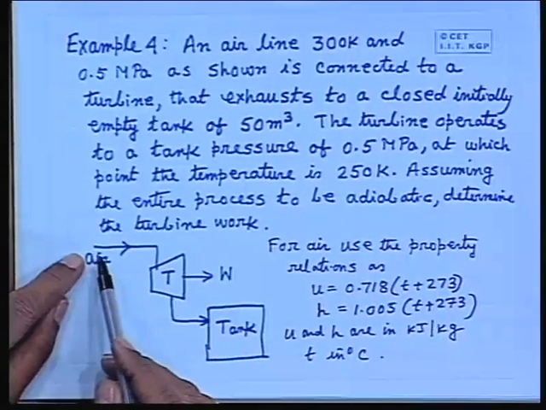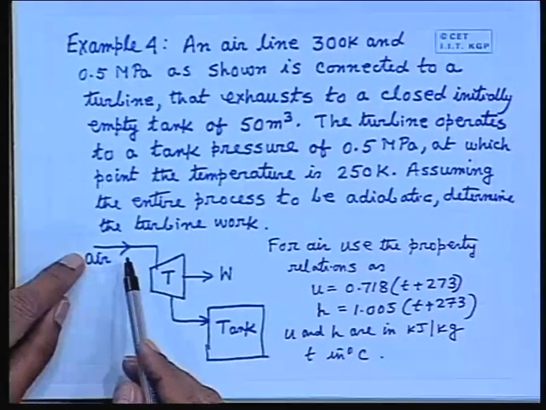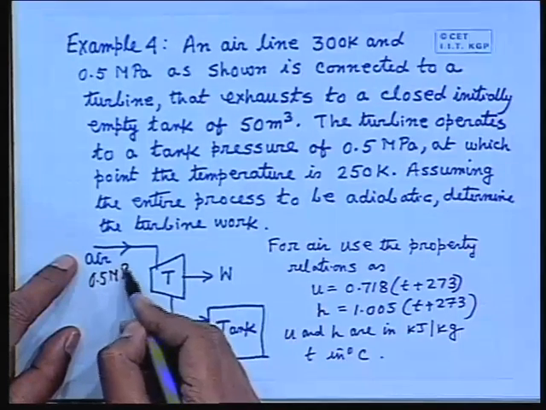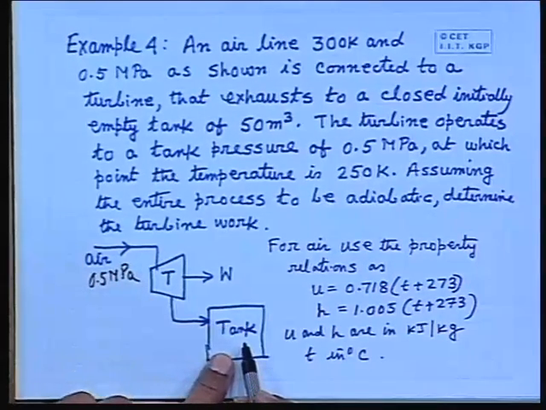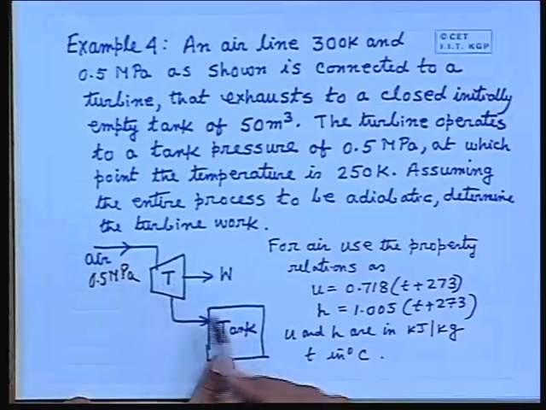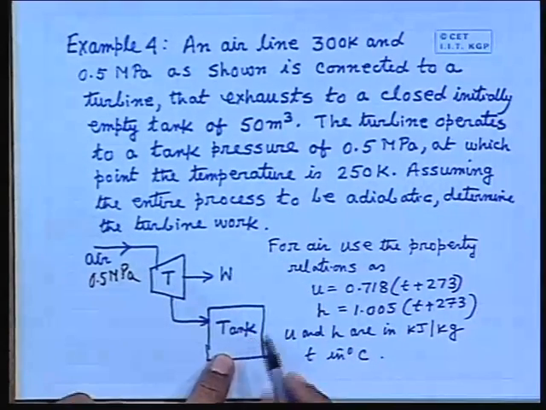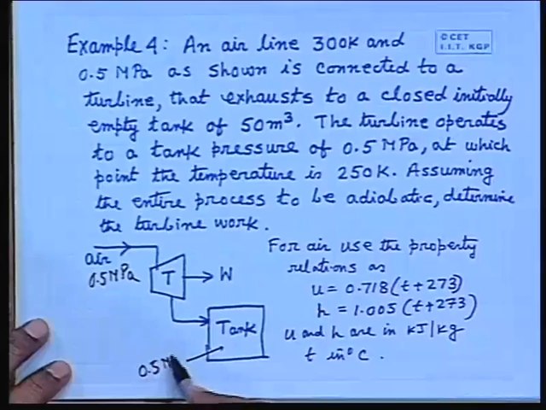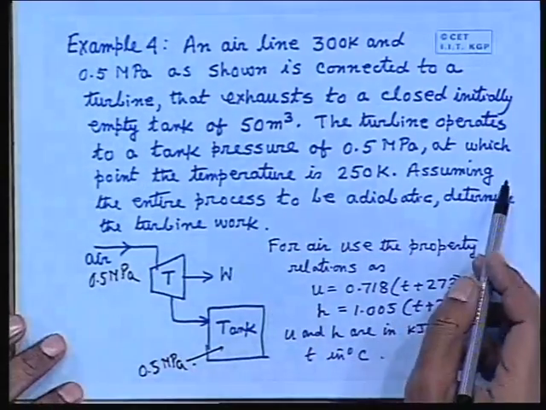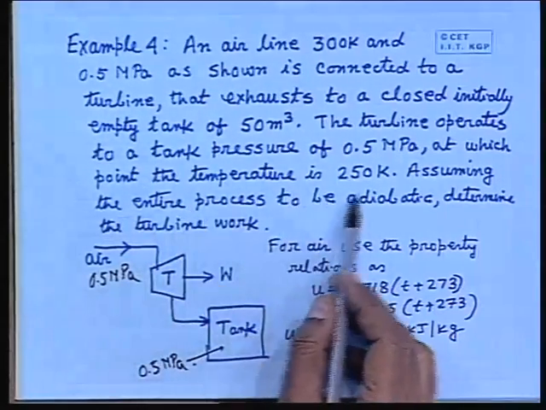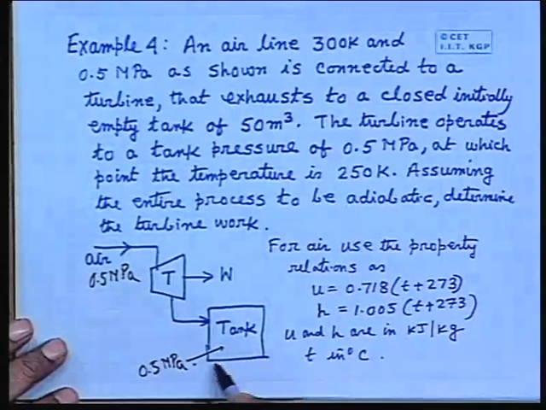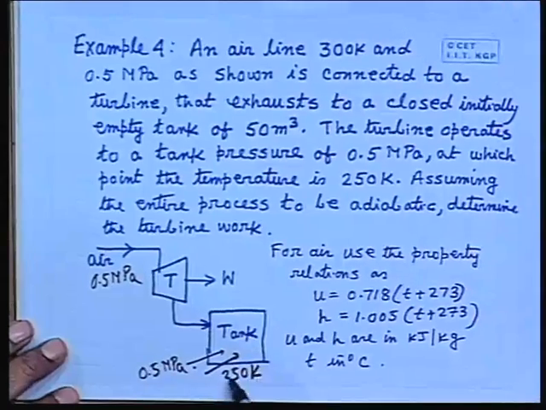Now what happens, this air line is at 0.5 megapascals, that means here the pressure is 0.5 megapascals. And the turbine operates to a tank, that means the turbine operates till the tank pressure is 0.5 megapascals. That means the tank pressure is 0.5 megapascal. Same thing. At which point the temperature is 250 K. That means the temperature of the tank becomes 250 K. That means this is the point when the process terminates automatically. The same thing.